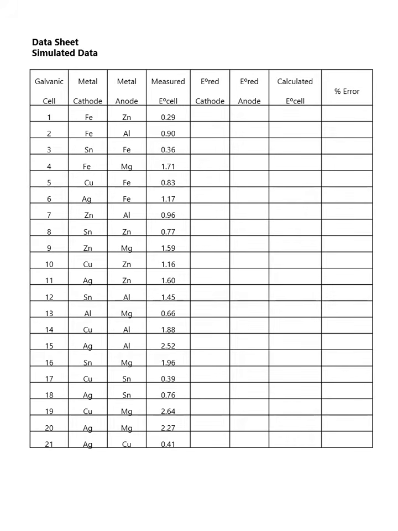In this table, you have the simulated data that you're using to prepare your report. You're given the metal that you have in the cathode, the metal that you have in the electrode that is the anode, and then the experimental value or the measurement that you're taking for each of these spontaneous galvanic cells.